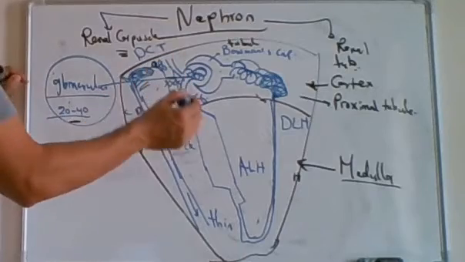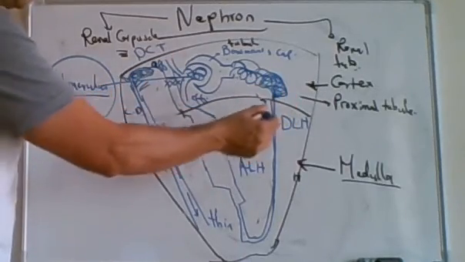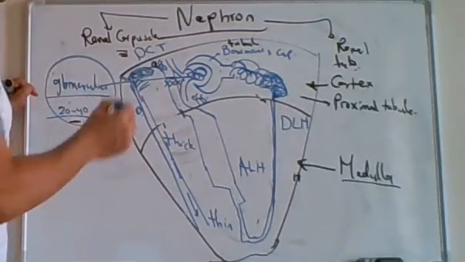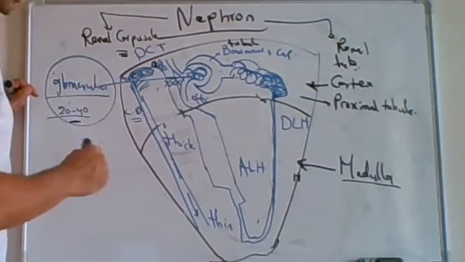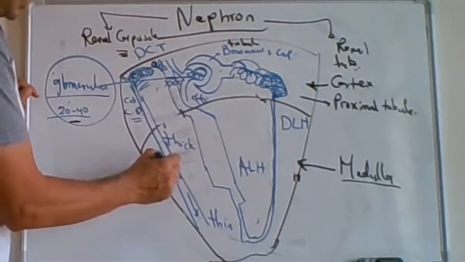So we have the proximal tubule, which is the proximal convoluted tubule; the intermediate segment, which is the loop of Henle; and the distal segment, which is the distal convoluted tubules and the collecting duct. The collecting duct has a cortical part and a medullary part.